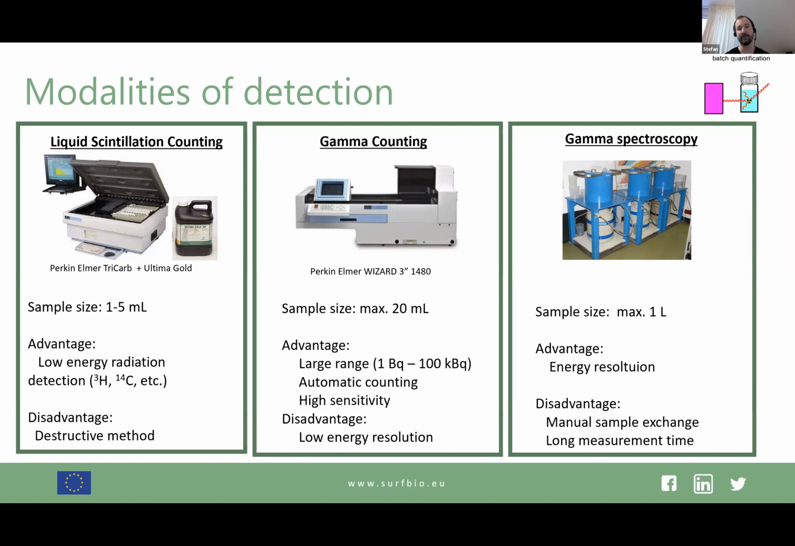This is, of course, mainly important if you have more than one radionuclide in your sample. And if you do dual labeling studies, that can be very advantageous. This is, of course, the way to go. The disadvantage can be that if you have very many samples and have to measure them manually, that is a bit time consuming.